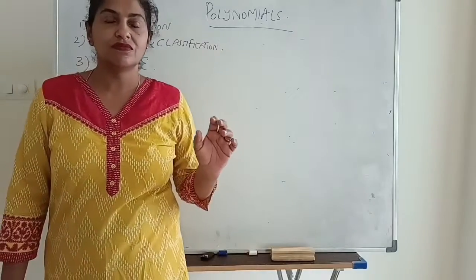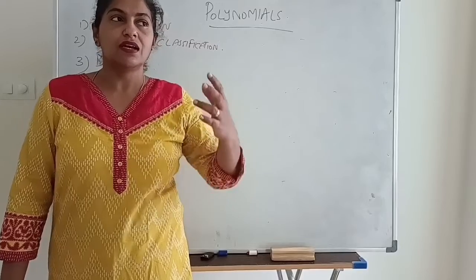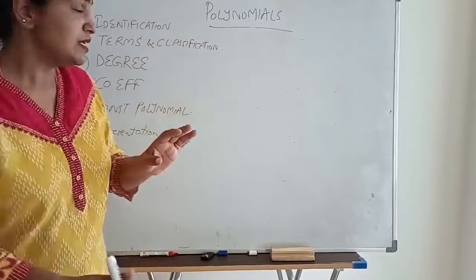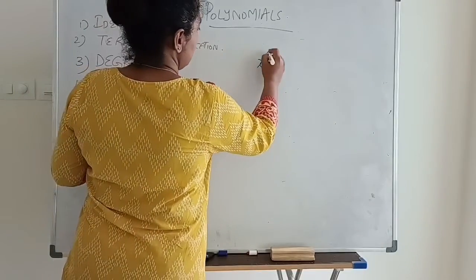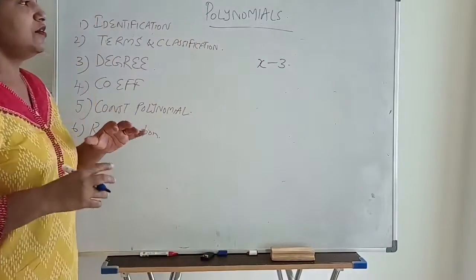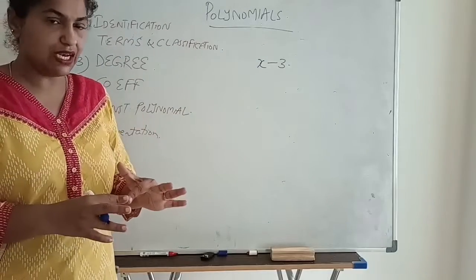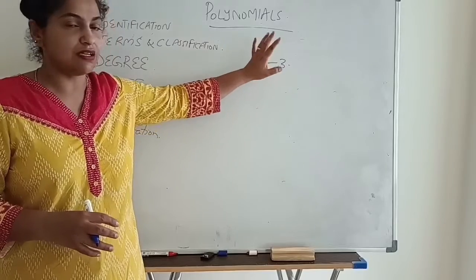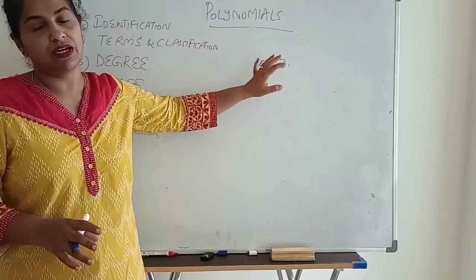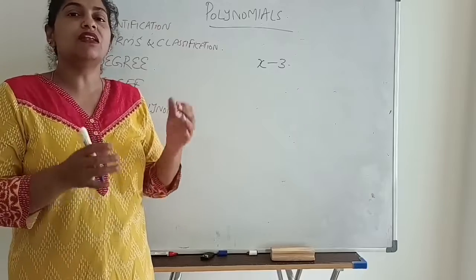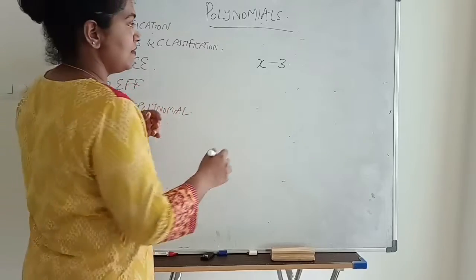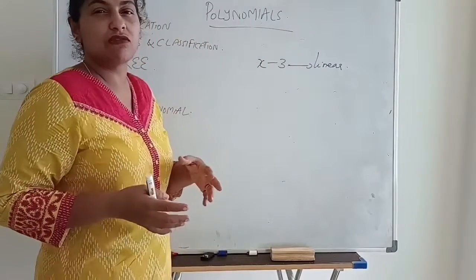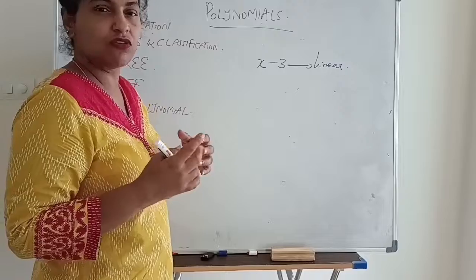Okay, now we know what the degree of a polynomial is. Based on the degree of a polynomial, we have classification of polynomials. Suppose I have a polynomial x minus 3. You know that it is a binomial. The degree of the binomial here is 1 because the highest power of the variable is 1. The polynomials with degree 1 are called linear polynomials, like how we have studied linear equations, linear expressions and all those things.